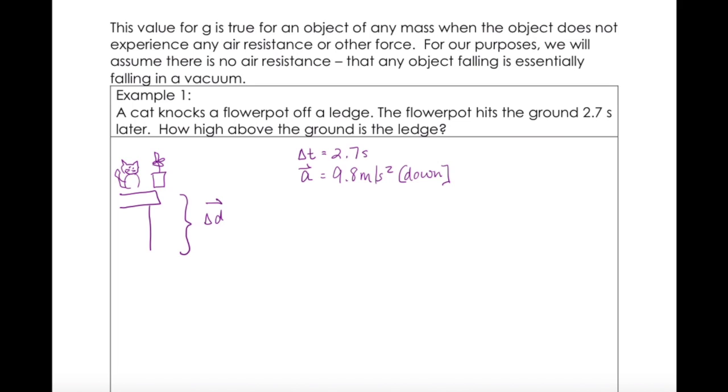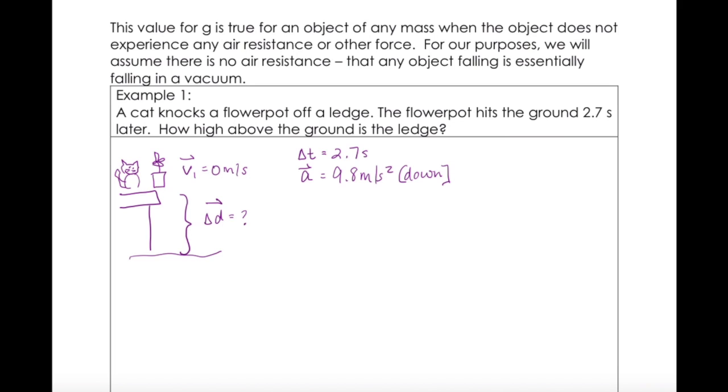We only have 3 variables, and we have to have 4 variables in order to solve for the missing one. The only 2 other variables that we haven't used are v1 and v2. For the final velocity, we don't know how fast the pot is going to be moving once it strikes the ground. But we do know its starting velocity, because it wasn't thrown up into the air or thrown downwards, it was just knocked off. So its initial velocity would be 0 meters per second. Now we have 4 variables.